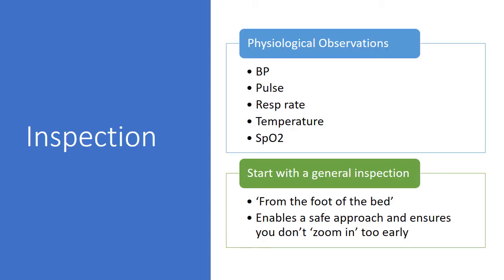So we're going to start with inspection, and actually before we even touch the patient in terms of our advanced physical examination skills, we need to make sure that we've got a recent set of physiological observations, so we can perform those first. So we need all the usual blood pressure, pulse, respiratory rate, temperature, pulse oximetry before we start anything. And then our first step with inspection is this general inspection, which is usually referred to as being from the foot of the bed, or just a couple of meters away from the patient, just so that we can observe them grossly, essentially.